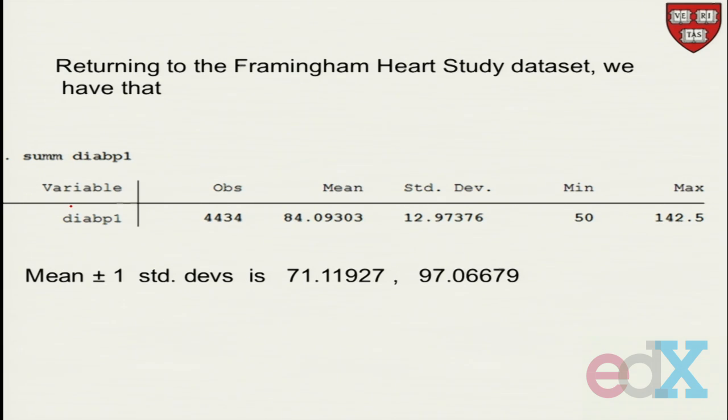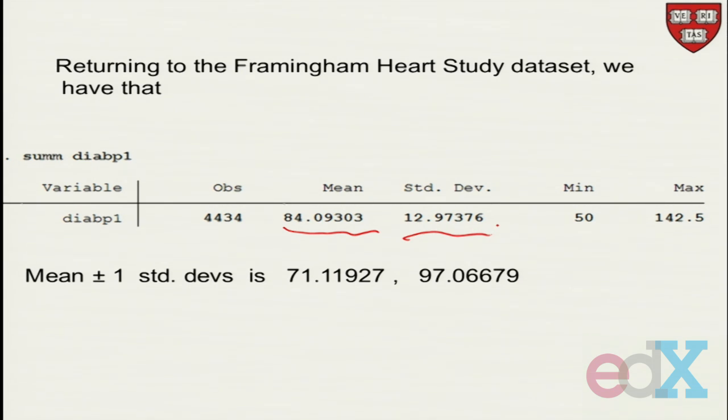So for example, let's go back to the diastolic blood pressure in the Framingham Heart Study at visit 1. And we get that the mean is 84.09 and the standard deviation is 12.97.